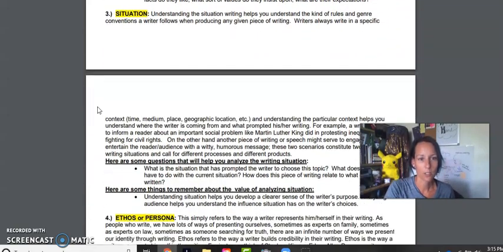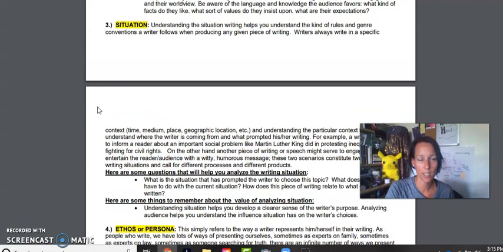Now the next one is situation. Situation is tricky to understand until you apply it to an extreme example, but understanding the situation helps you understand the kind of rules and conventions that a writer is following. Now situation, the question that you can ask is, what is the situation that has prompted the writer to choose this topic? Many times in Wildmind, Goldberg mentions that people want to write and they just don't know how.